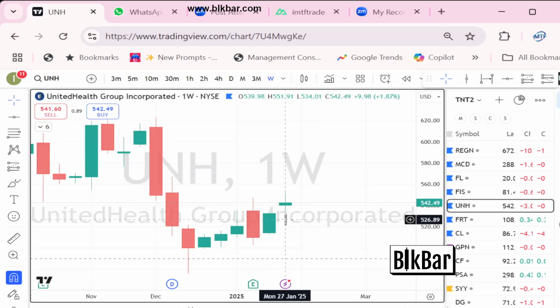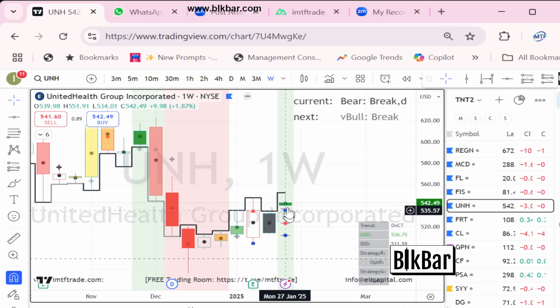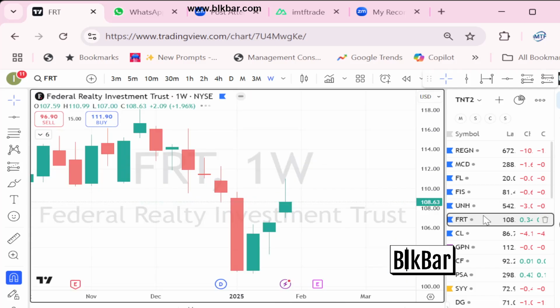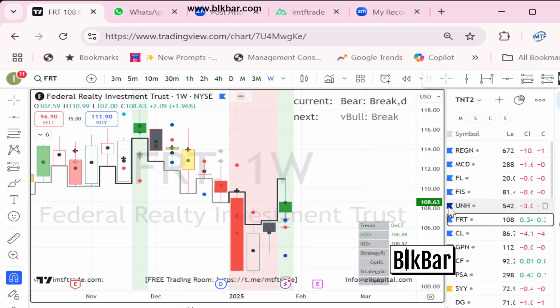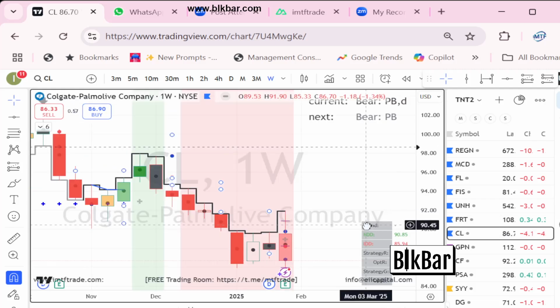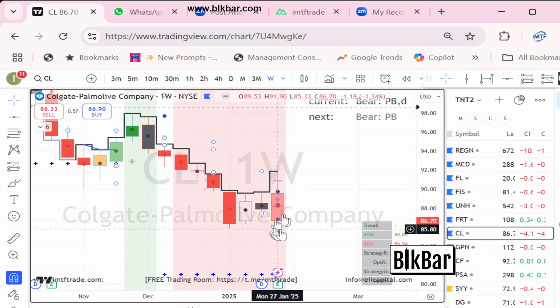UNH, same scenario here. You got a green shade here for the first time after going down huge. So that could mark the bottom too. So a lot of these, when you see the green shade for the first time or the red shade for the first time, it could mark the bottom or the top. And that's what we look for, a long-term trend. But we want it to follow through the second week, which is next week, for all these opportunities. FRT, CL, this here is going down. So this is just a trend continuation here.